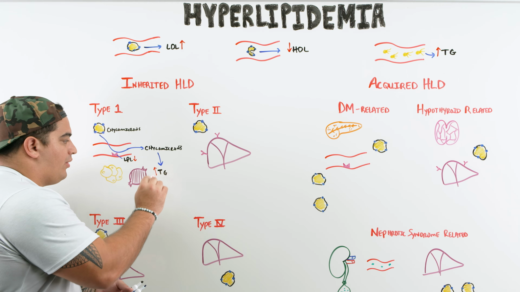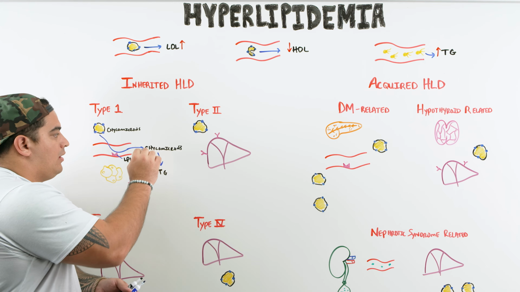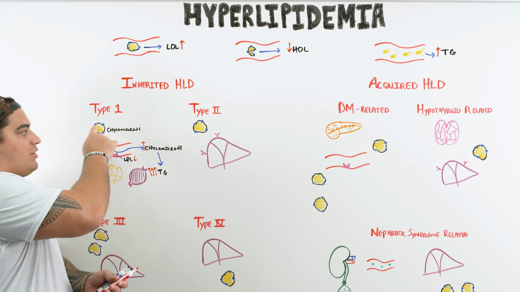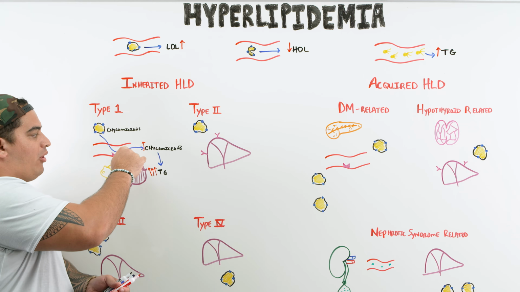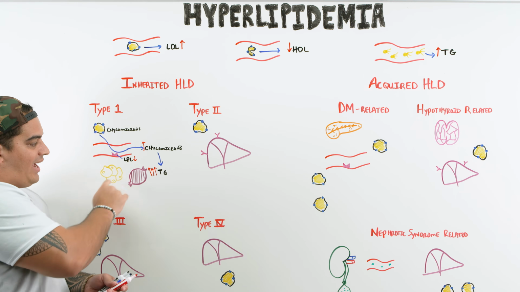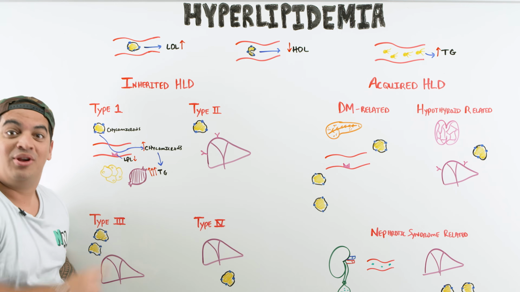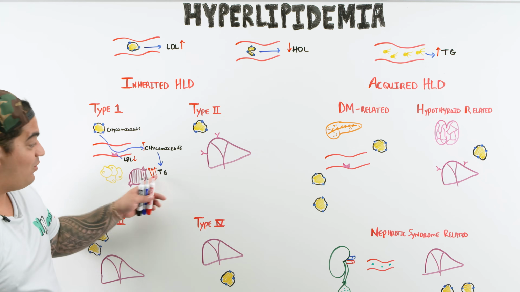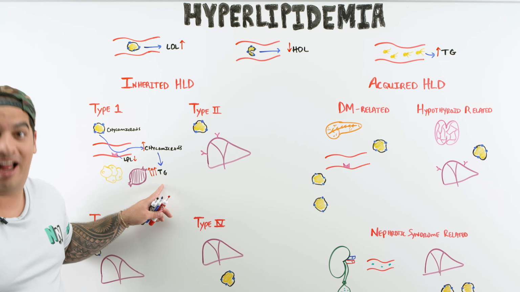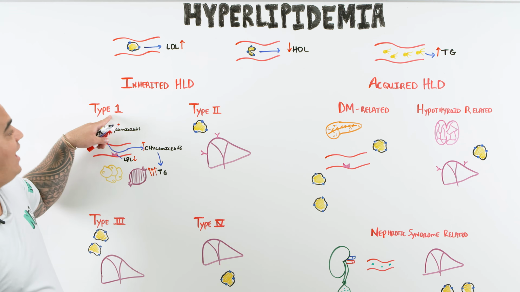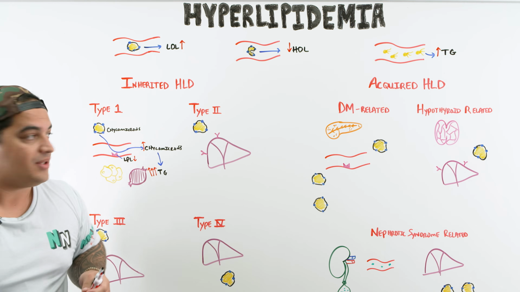Because you're supposed to, in these patients, take the chylomicrons, which contain the triglycerides, rip them apart into free fatty acids, and the free fatty acids are taken up by the adipose tissue and the muscle, but it doesn't occur here. That's one potential way that you can develop hyperlipidemia. So again, type 1 is one of those disorders.